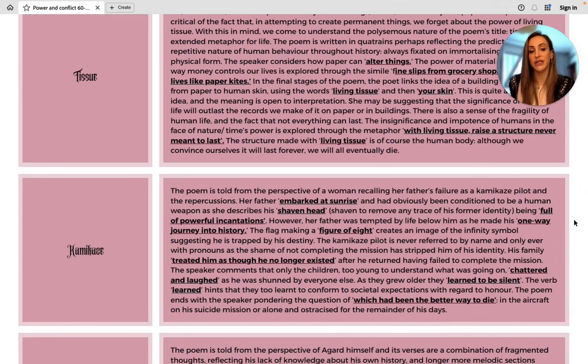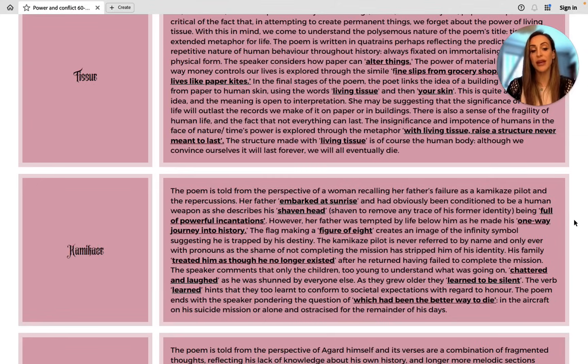the repercussions. Her father embarked at sunrise and had obviously been conditioned to be a human weapon, as she describes his shaven head, shaven to remove any trace of his former identity, and the fact that his head is full of powerful incantations. However, her father was tempted by life below as he made his one-way journey into history.